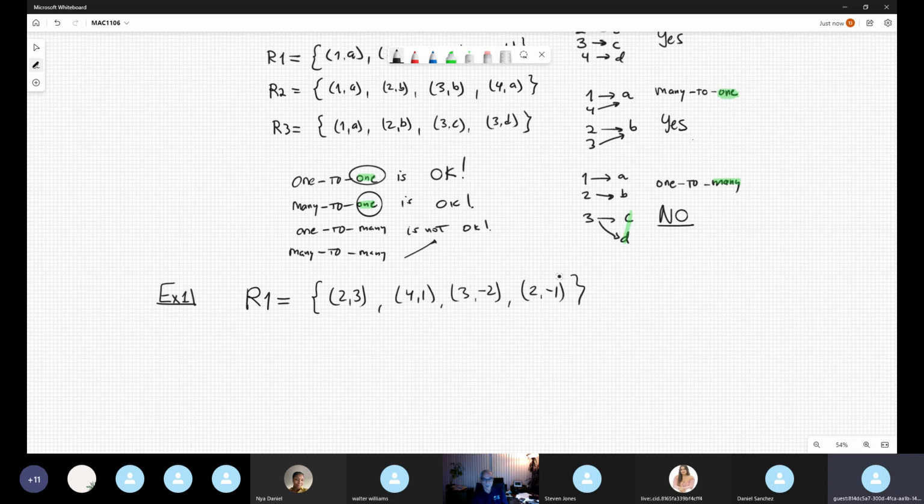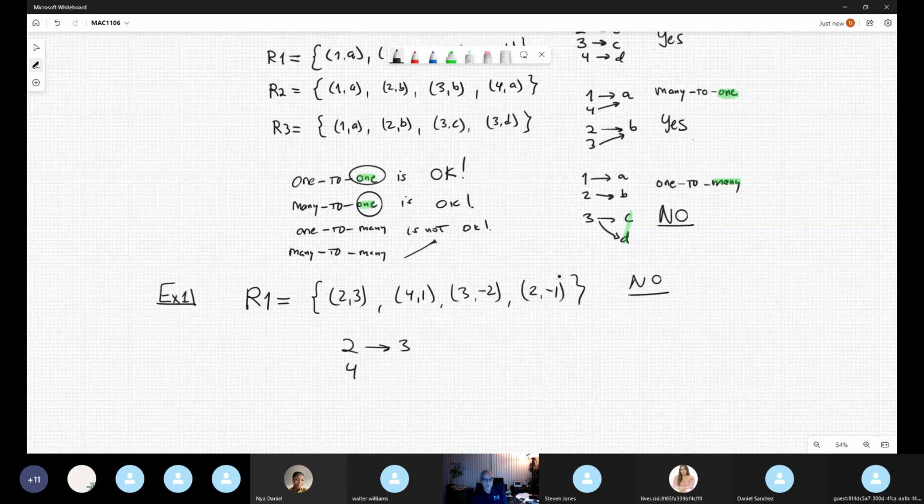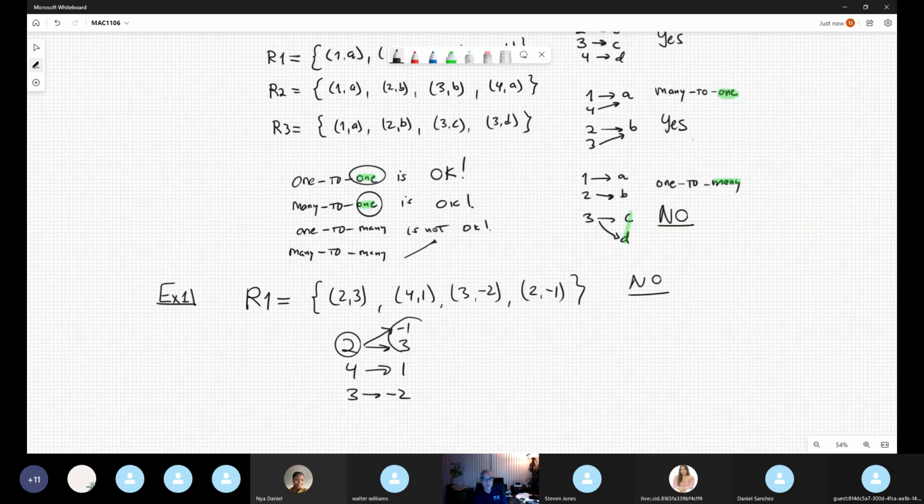It's not a function. Let me analyze the arrow diagram. 2 is associated with 3, 4 is associated with 1, 3 is associated with -2, and 2 is also associated with -1. That's clear. Case one-to-many, no function.